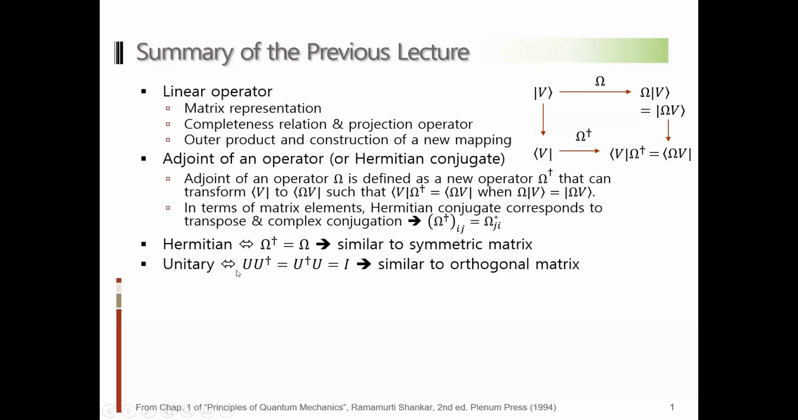Another type of operator we can think about is that sometimes the Hermitian conjugate of the original operator is the inverse operator of the original operator. So if we multiply them together, then they will lead to the identity operator. And we call such an operator a unitary operator. And the concept of a unitary operator is very similar to an orthogonal matrix when the matrix has only real values.